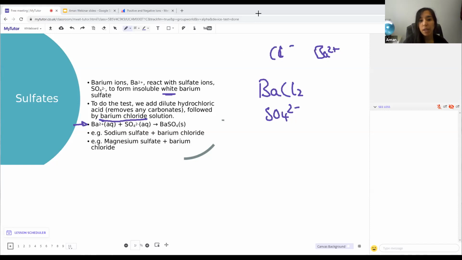So let's have a go then at trying to figure out what's going to be produced in both of these reactions. So sodium sulfate plus barium chloride. What do we think are the products here? So sodium sulfate plus barium chloride. So you should be able to tell me one.